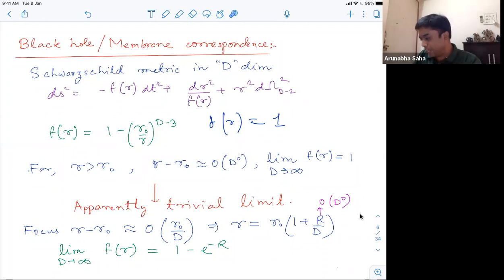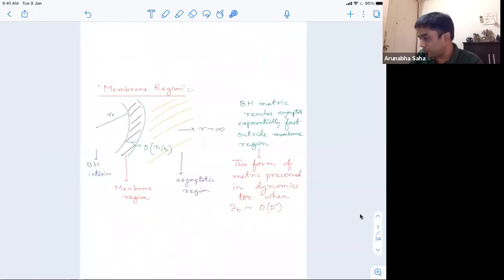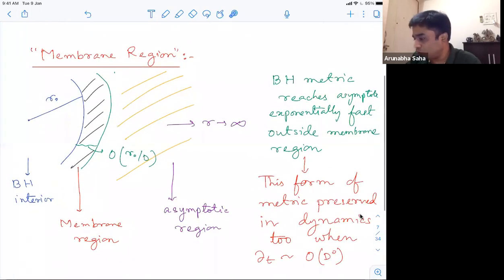And once you do that, I do that by working in a particular coordinate system where the distance from outside the horizon is parameterized by this dimensionless number R, which is order 1. And if you take the limit now, you will see that this blackening factor is non-trivial. Even though it reaches the flat limit exponentially fast in R, it is non-trivial in this way.